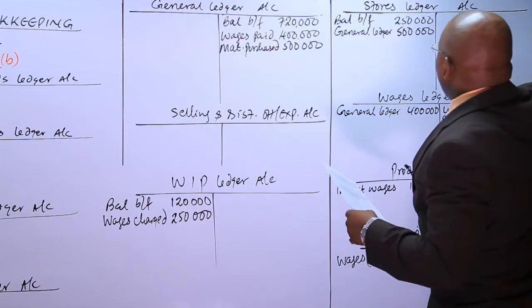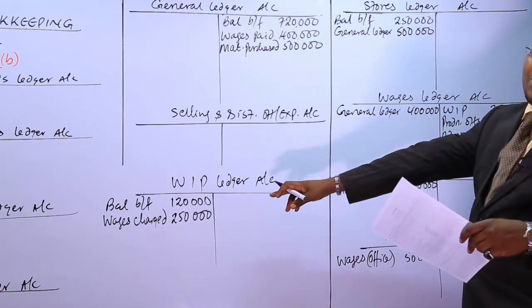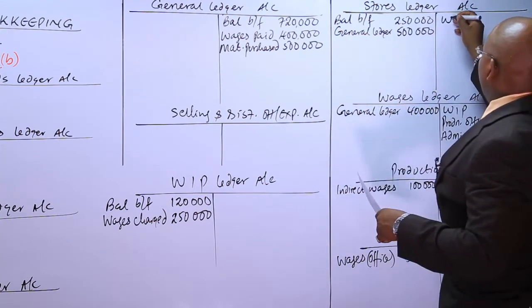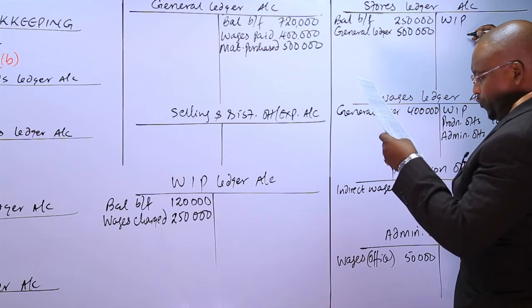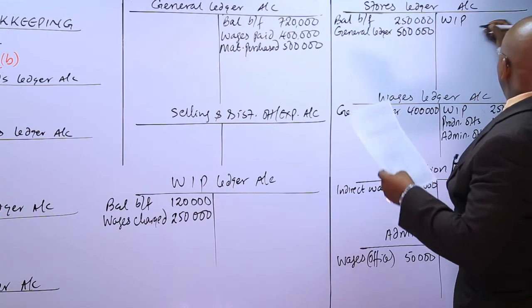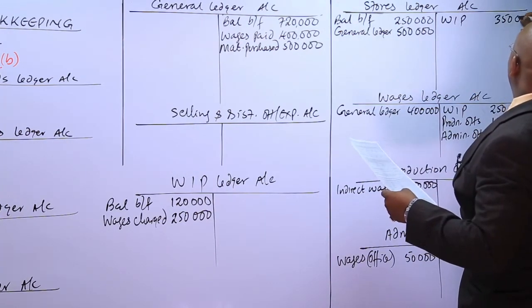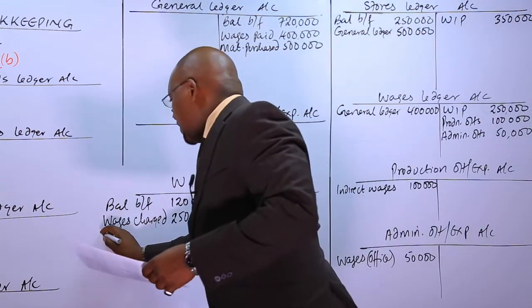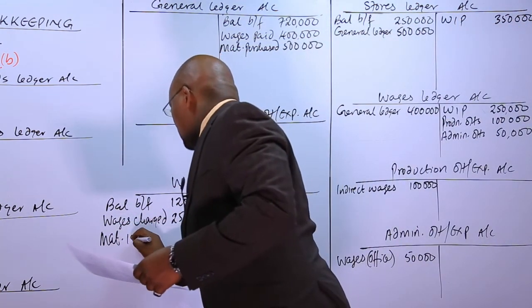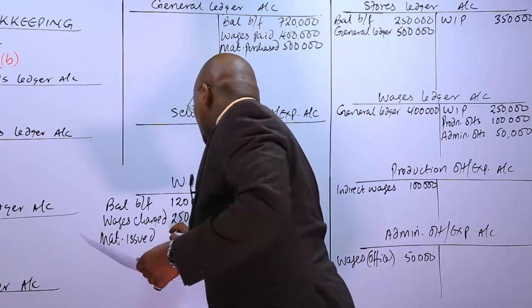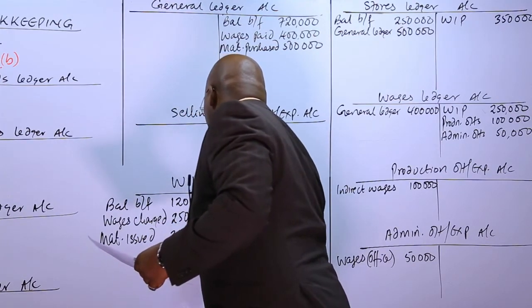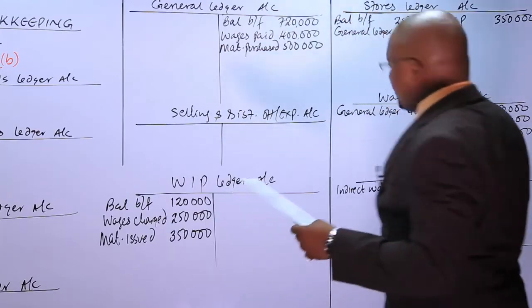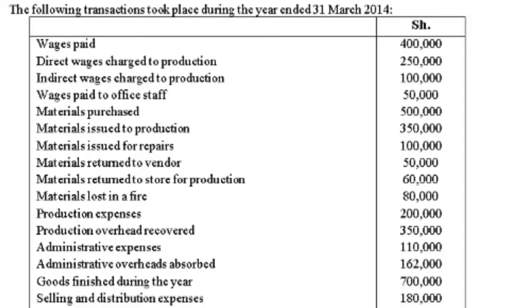Material issued to production. So we come here, we issue to the production. Production is the work in progress. So we come and record here WIP. We have issued materials to production, 350,000. We come to the work in progress. We have the materials issued, 350,000.